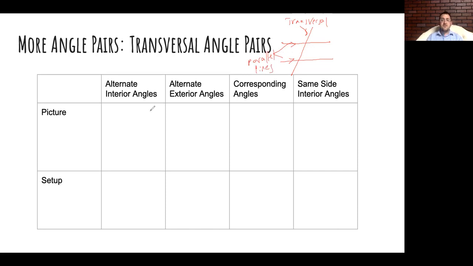All right, the first type of angle pair is the alternate interior angles. So what this means is that you have two angles that are inside the parallel lines, and they're on the alternate side of the transversal. So you're just going to set the angles equal to each other.